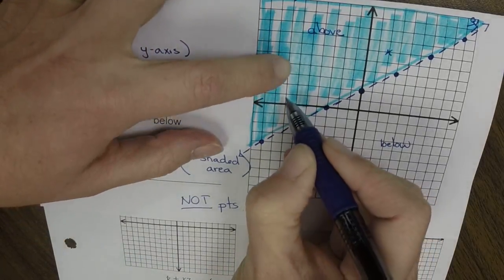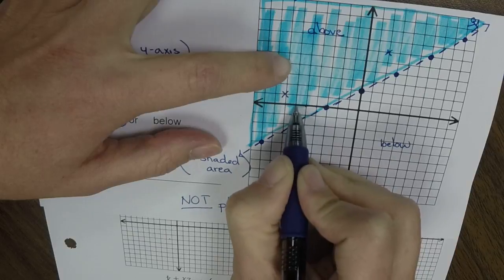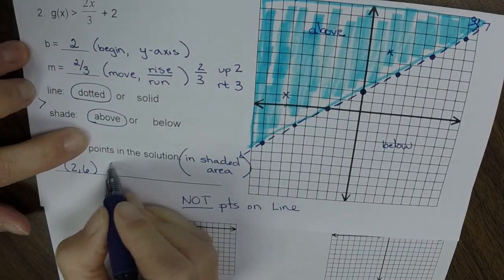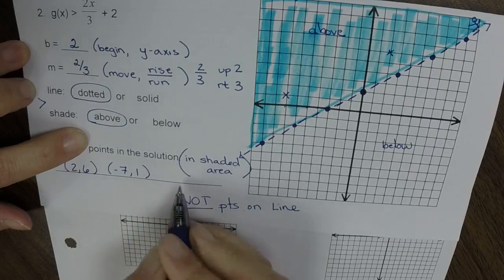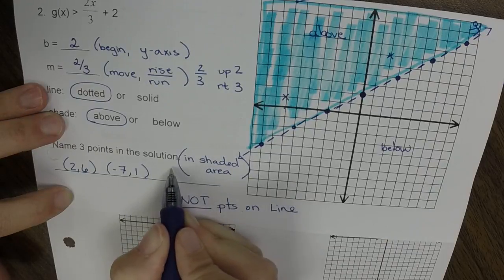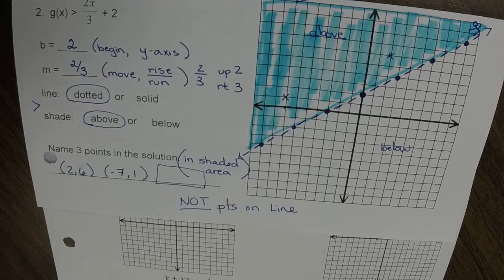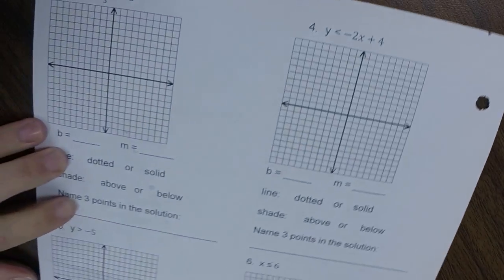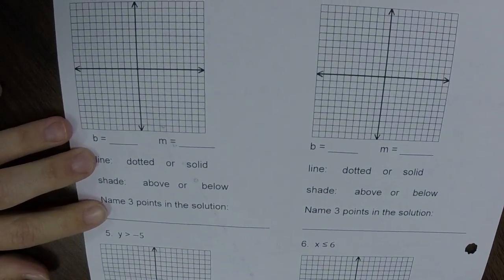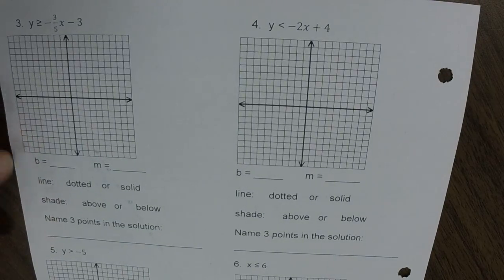And then let's say I pick this one. So negative 1, 2, 3, 4, 5, 6, 7. So negative 7, 1. And then I want you to come up with one more point. So you give me one more point that would be a solution. Good. So flip over onto the back. And I will do number 4, and then I'll let you guys do number 3 on your own.